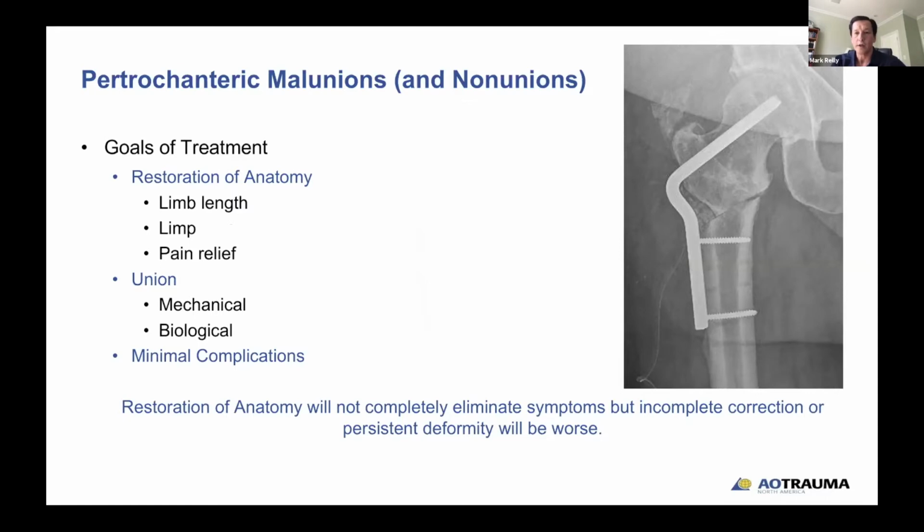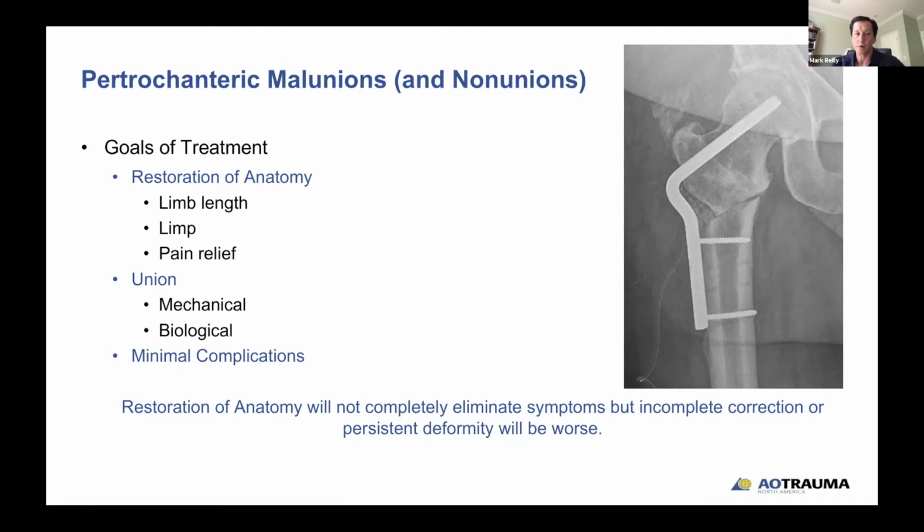And so if we're going to be considering an osteotomy for a pertrochanteric problem, our goals really should be to restore the patient's anatomy, to eliminate their limb length discrepancy. Moving their trochanter into a normal anatomic position will help improve their gluteal function and decrease their limp. We hope, we believe that restoring the patient's anatomy will result in relief of pain.